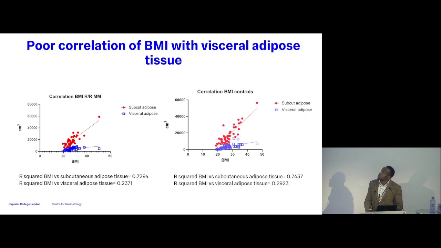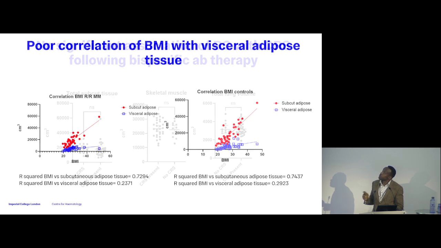We also went on to correlate BMI, which is often used in clinical assessments, with our visceral adipose tissue. We found that there was actually very poor correlation. While the BMI correlates much better, both for our study group and controls, with subcutaneous adipose tissue, it correlates very poorly with visceral adipose tissue for both groups.